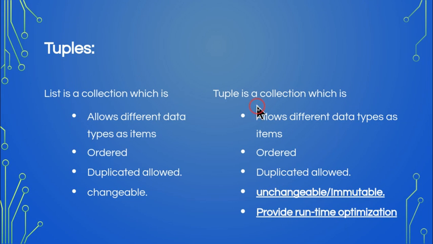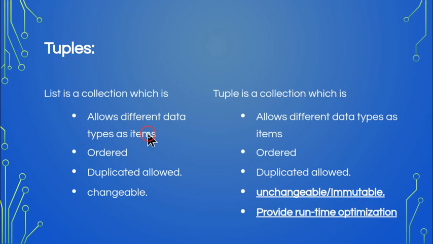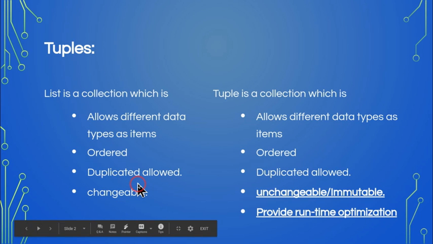Tuples are also a collection data type of Python, just like list. The major difference is that lists are changeable, while tuples are not changeable. Otherwise, both are the same. They both allow different data types as items. They both are ordered. Both allow duplicate values. Tuples are not changeable, unchangeable, immutable, and lists are changeable.